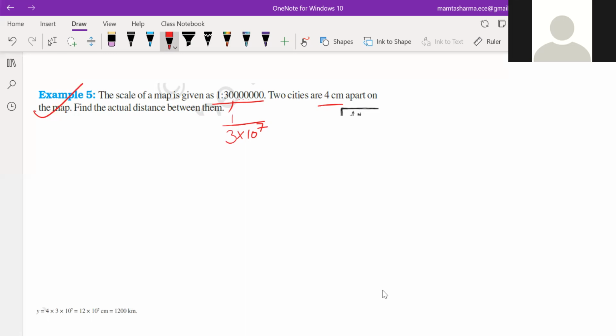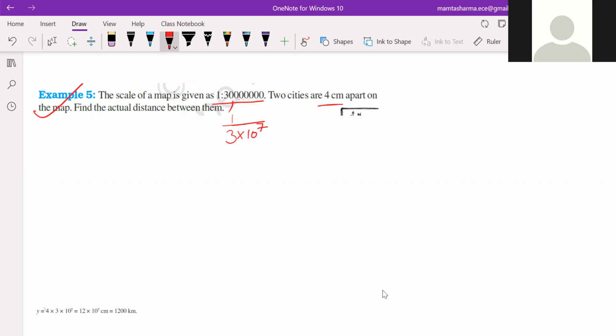How will you do this question? Ma'am, easy, ma'am. 12 crore. Yeah, how did you get it? Ma'am, it's direct proportion. The scale they gave, 1 centimeter is 3 crore, right? So 4 centimeter is 4 into 3 crore, which is 12 crore. Yeah, it is. It will be the same as what you have told.